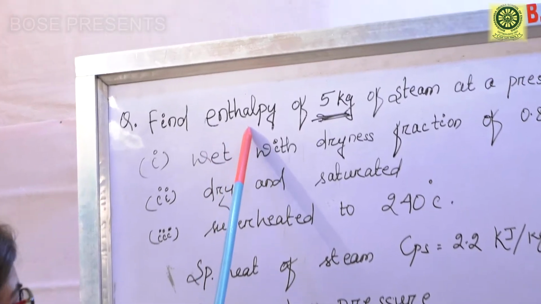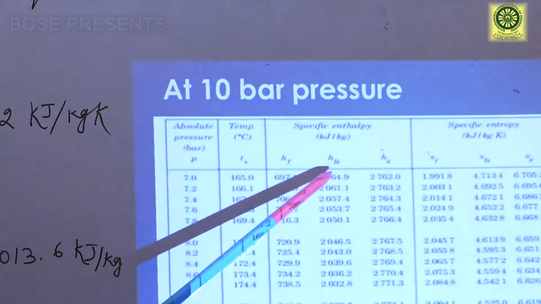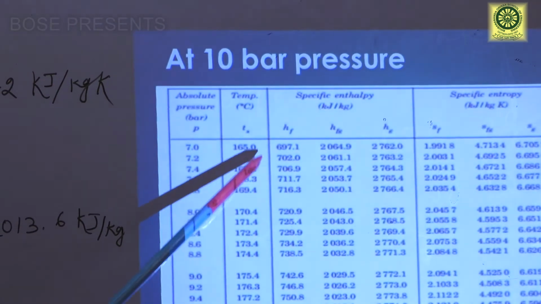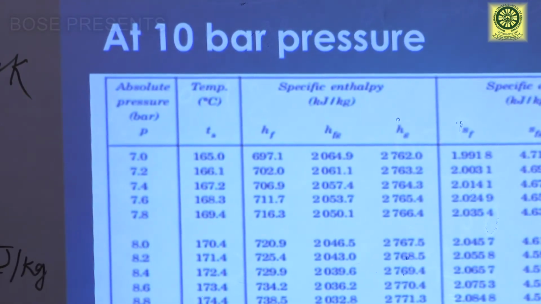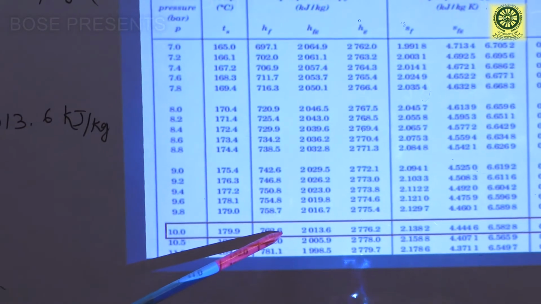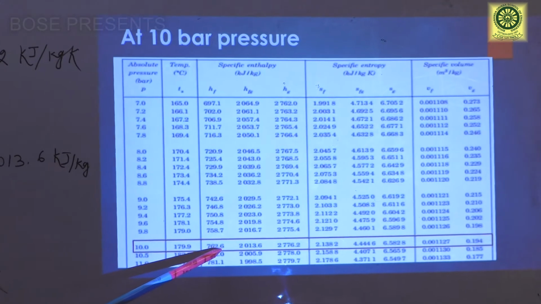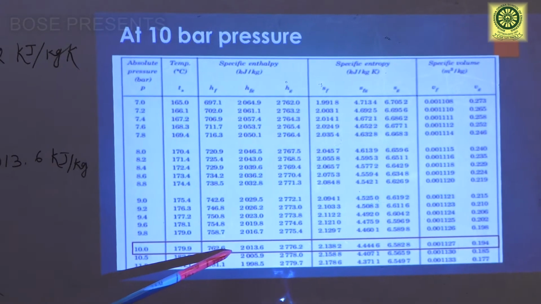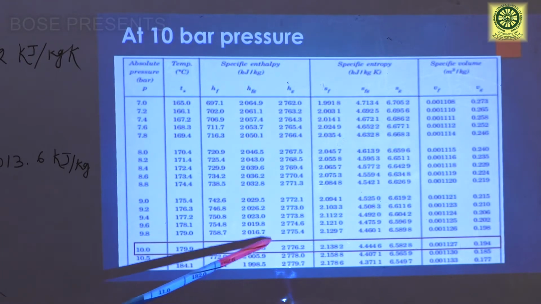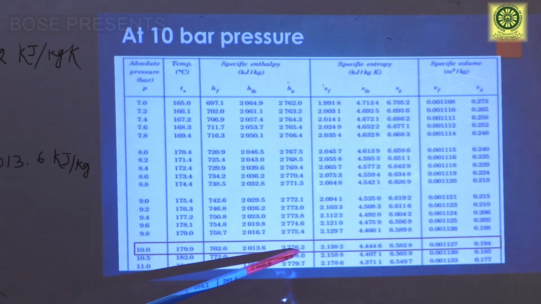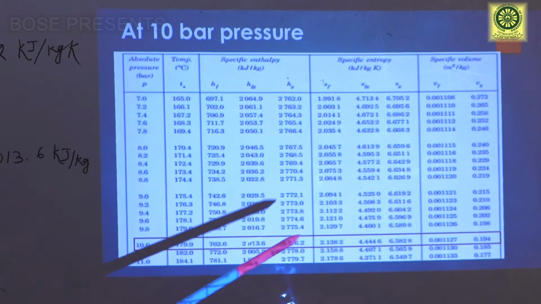It is given to find the enthalpy, so let's go to the enthalpy terms: hf, hfg, hg. I have already told you f indicates the saturated liquid state. hf is 762.6 kilojoule per kg, and it is kilojoule per kg because it is for 1 unit mass. Similarly, hfg is 2013.6 kilojoule per kg and hg is 2776.2 kilojoule per kg. You have to write down all these values first in your copy.